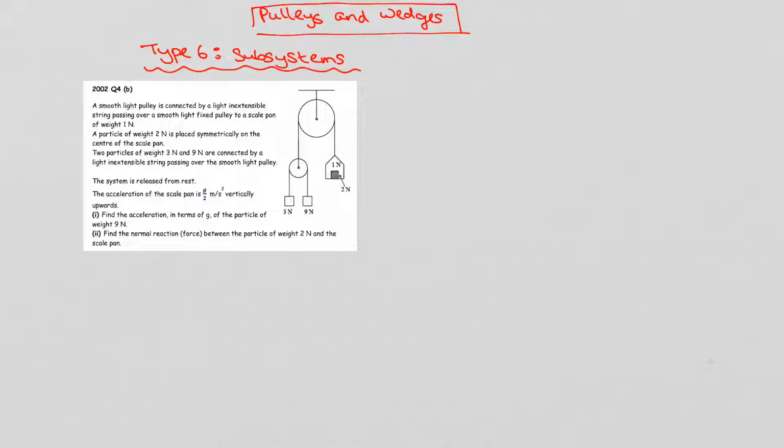Pulleys and Wedges, Type 6 Subsystems. So in 2002, we had a light, smooth pulley connected by a light, inextensible string passing over a smooth, fixed pulley, and a scale pan of weight 1 newton.